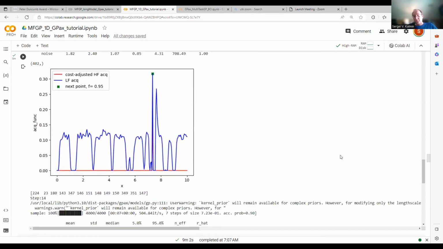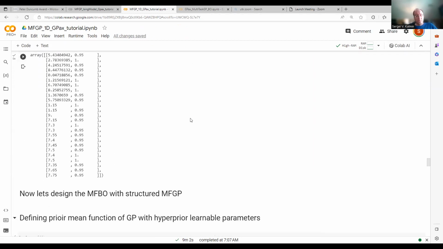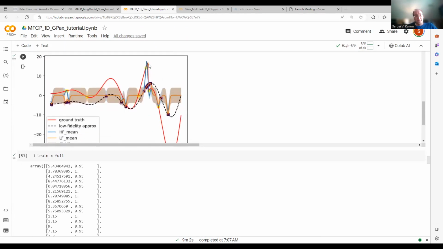We try to find the maximum, and if we do it for quite some time, we would be able to find it, but fairly approximately. As you can see, this is our ground truth red curve. This is the high fidelity mean, so this is our best approximation of the ground truth. As you can see, it is not particularly good. In most places it is 0.